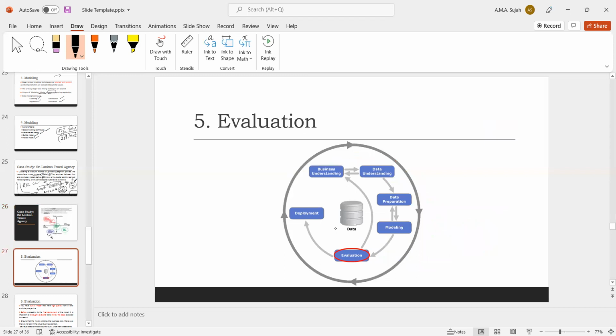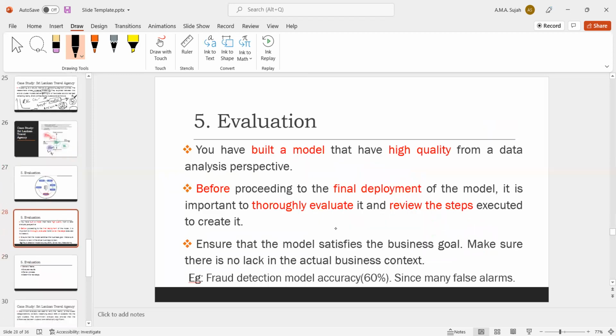If you think about the evaluation, it's very important. After modeling, we can evaluate whether this model fits the business objectives perfectly. What is the quality of the model we have developed?